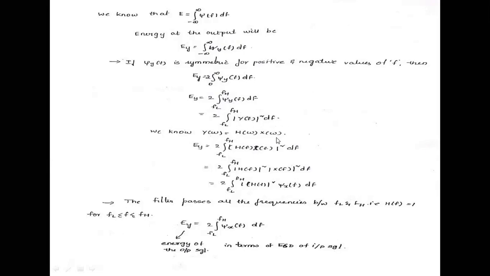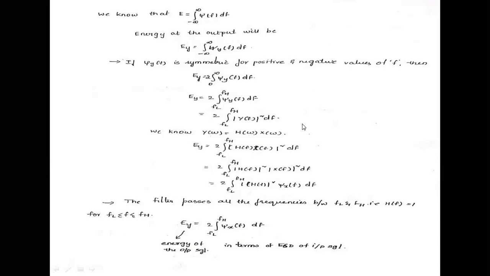And y of f is in terms of the system transfer function, h of f, and x of f. Replace it here. What is the system transfer function in this range? The value is 1. So Ey is equal to 2 times the integral from FL to FH of psi x of f dF, in terms of the energy spectral density of the input signal.